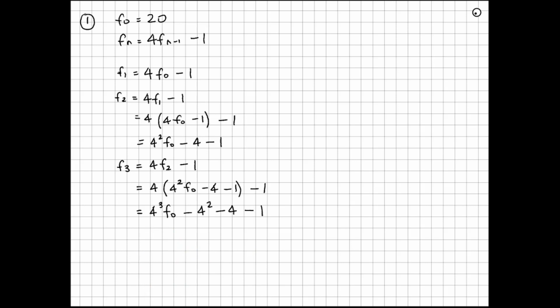And I believe that's all we need to do for this first part. So it's kind of easing us into the question. We're just getting our head around this recursive formula, and we've just worked out the first 3 ways to represent the function, all in terms of f0. So we'll leave it there. Hopefully that all made sense.